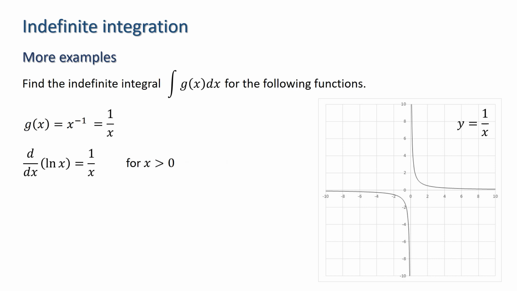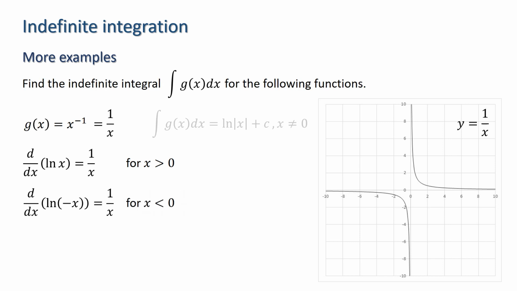Well, let's consider the function ln of minus x, which is defined for negative x. We can differentiate this using the chain rule. We have d by dx of ln minus x equals minus 1 times 1 over minus x. The minus signs cancel and we get 1 over x again. Thus, for positive x, the integral of 1 over x is ln x, and for negative x, the integral is ln of minus x.